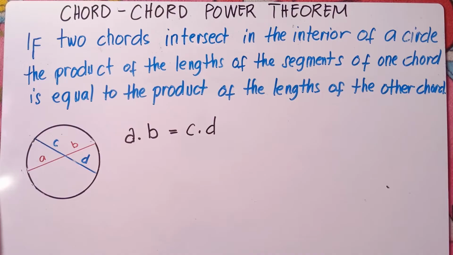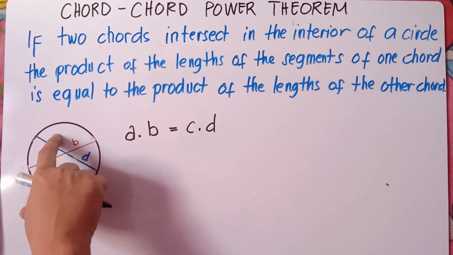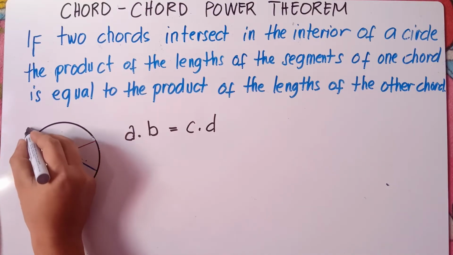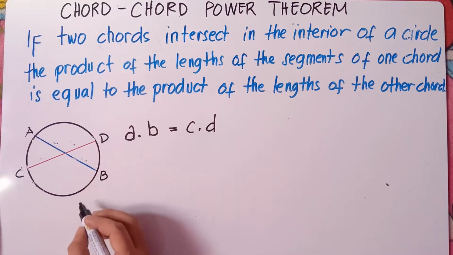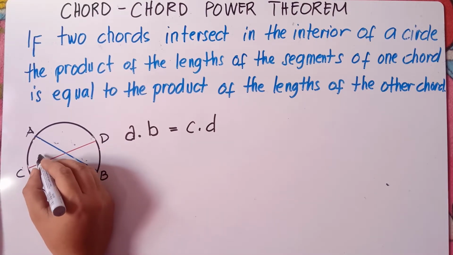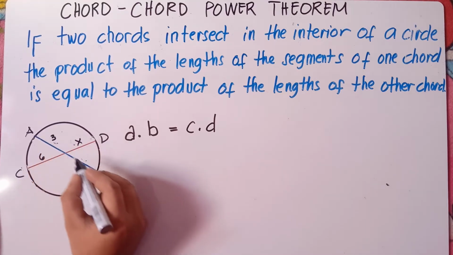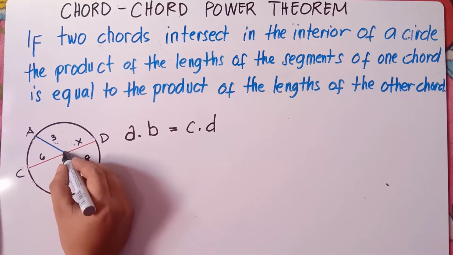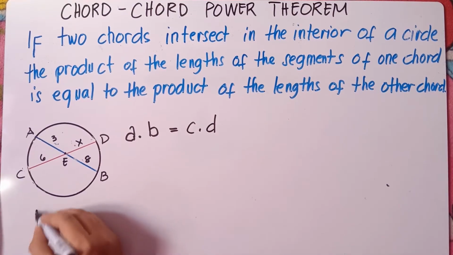So to fully understand that, let's try an example. Let me put some numbers. Say this is point A, point C, point B, and point D, and we have the values here: 6, this is x, this is 3, this is 8, and this is point E in the center, the intersecting point. You are told to find x.